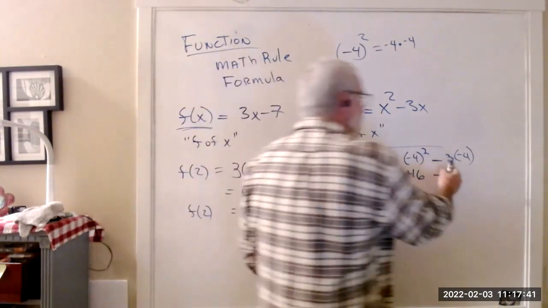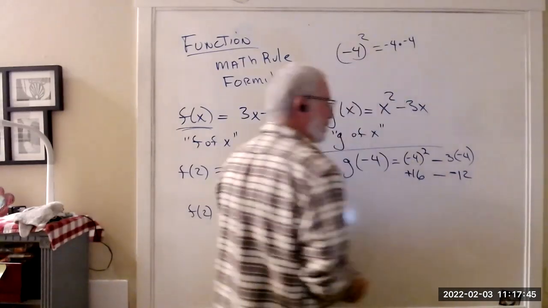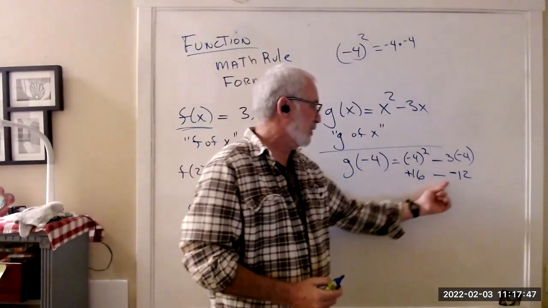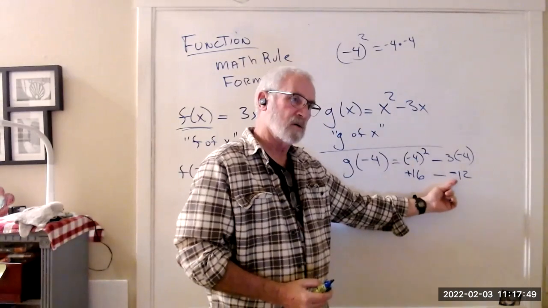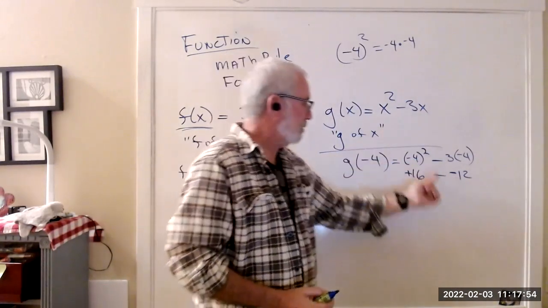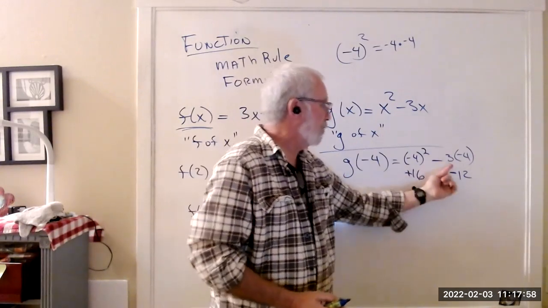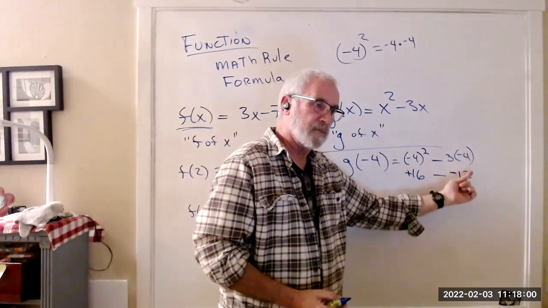3 times -4 is -12. But there's still a minus sign right there. Okay, it was a minus sign in the original problem. It's still a minus sign. The -12 came when you multiplied later.